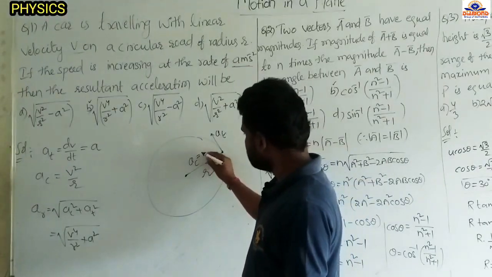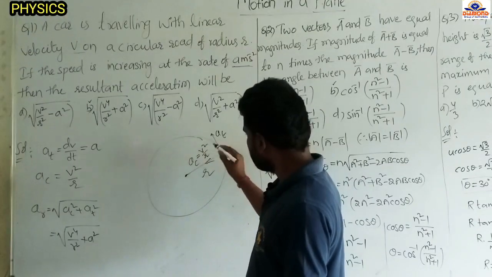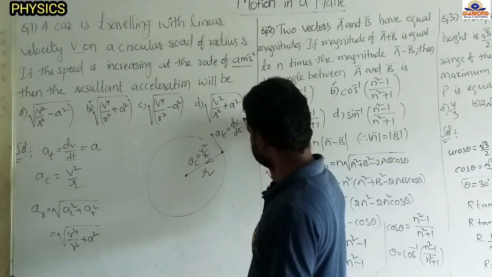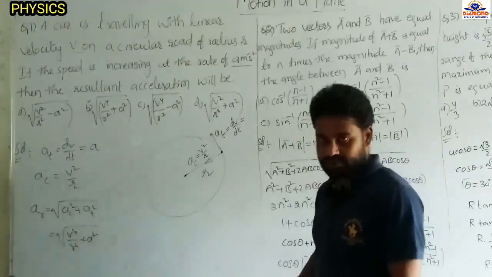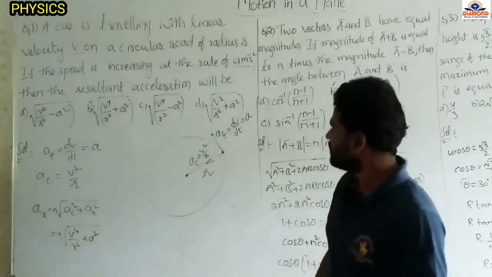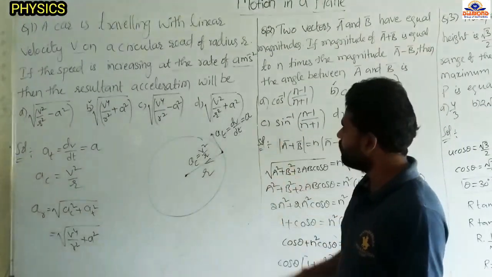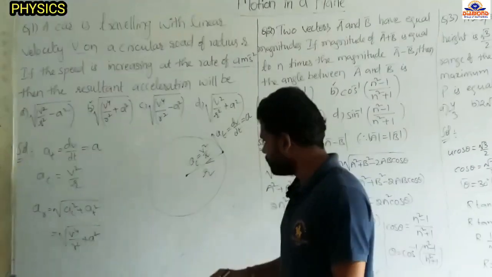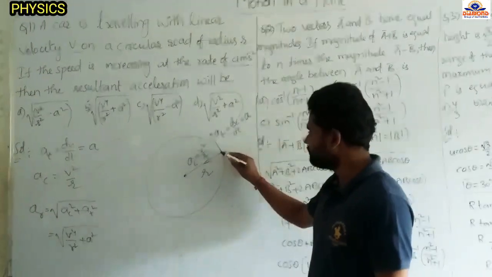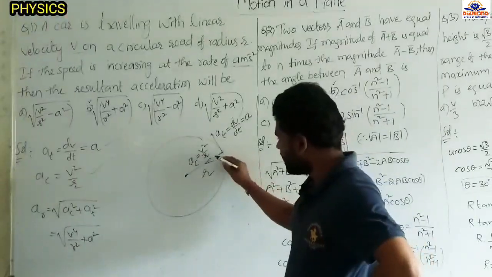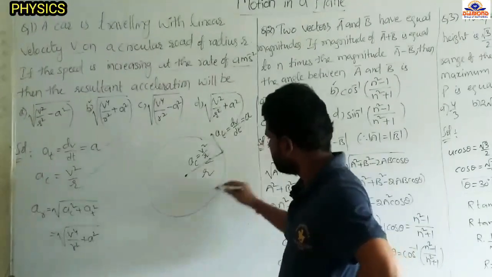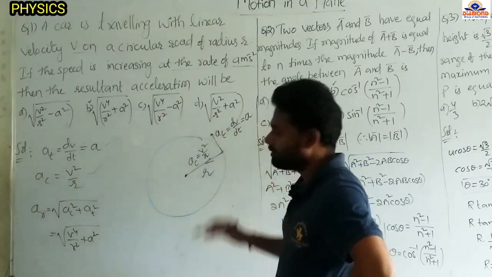So the centripetal acceleration formula is v square by r and the tangential acceleration formula is dv by dt. Change in velocity with respect to time will give the acceleration. They have already given that the speed is increasing at the rate of acceleration a. So tangential acceleration equal to a and centripetal acceleration equal to v square by r. Already I have written here. At a point, centripetal acceleration acts toward the center and tangential acceleration is tangent to that circular path. At this point, tangent to that circular path.